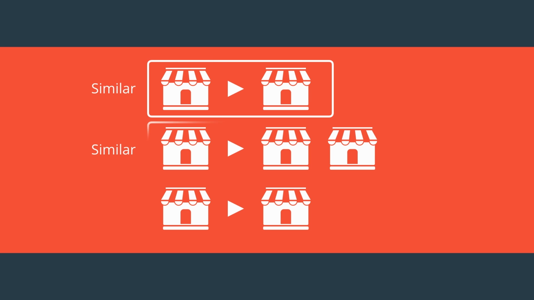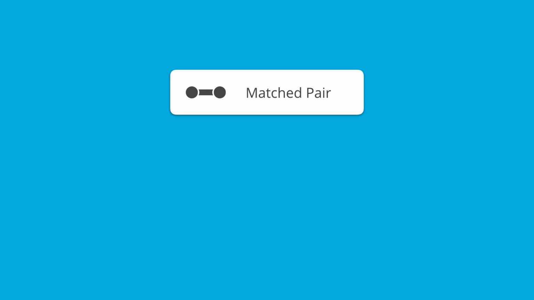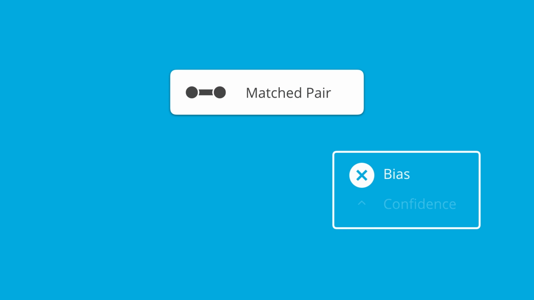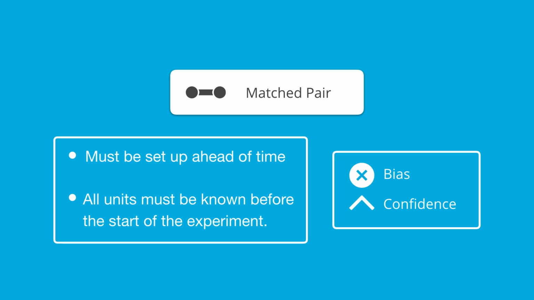Analysis is done on a pair-by-pair basis, then aggregated to a single result. This unit-by-unit matching helps eliminate sources of bias and increases confidence in results even with a lower number of total observations. Unlike a completely randomized design, a matched pair design must be set up ahead of time and all units must be known before the start of the experiment. For example, we would match each of the treatment candy stores with 1 to 2 control stores in order to measure the impact of the treatment.